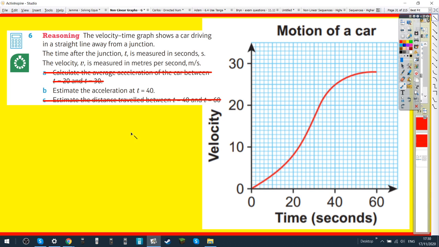Question B, estimate the acceleration at t equals 40. Estimate. So you have to do a straight line, or you just have to guess? Straight line, yeah. So t equals 40. Looks like it's about there. So like that or something.